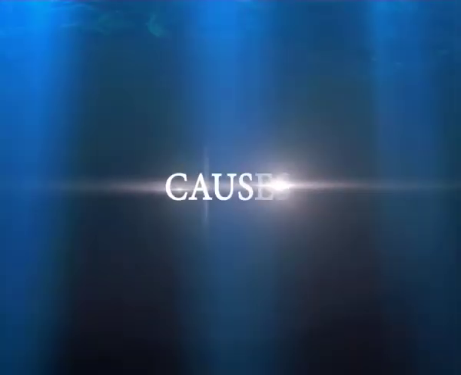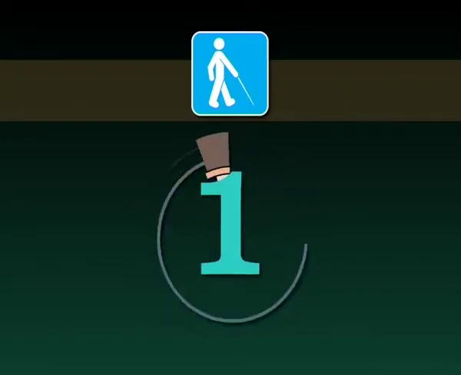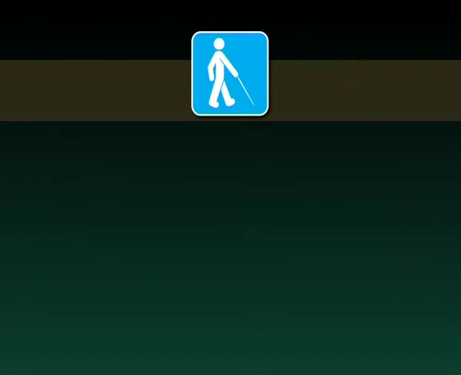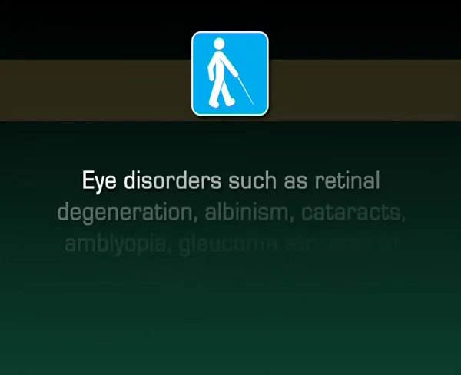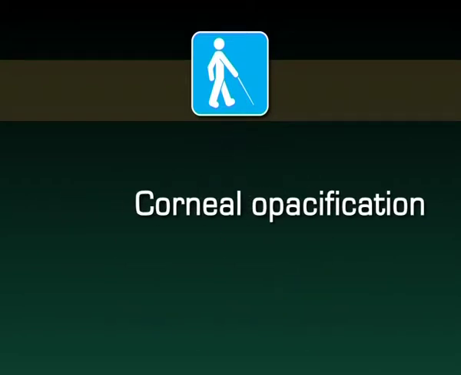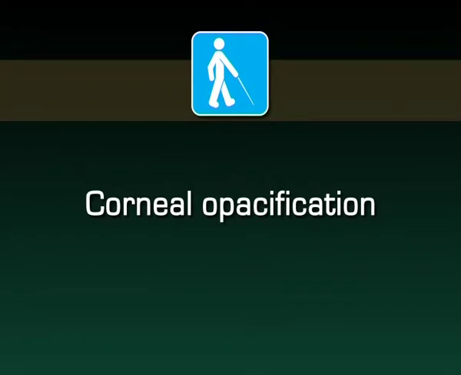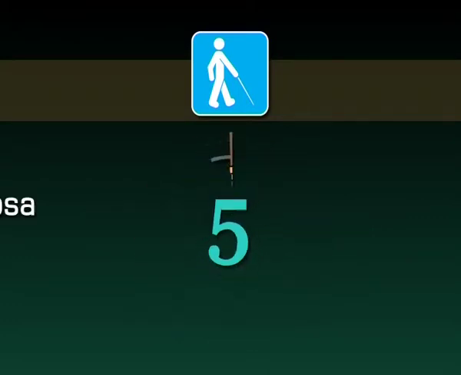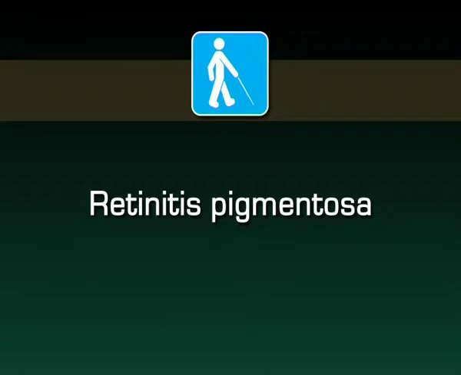Its causes are: Number 1, visual impairment can be due to disease, trauma, or congenital or degenerative conditions. Number 2, eye disorders such as retinal degeneration, albinism, cataracts, amblyopia, glaucoma, etc. lead to visual impairments. Number 3, corneal opacification. Number 4, diabetic retinopathy. Number 5, retinitis pigmentosa.